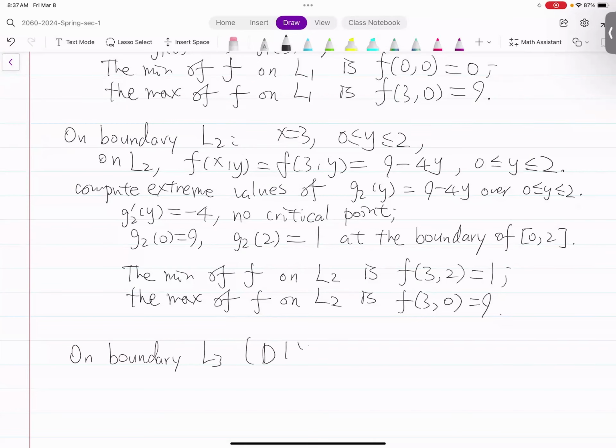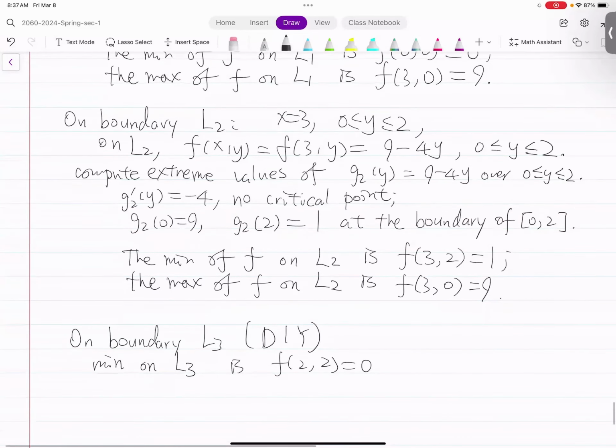So I will let you guys play with it yourself. So the minimum on the boundary L3 is f of (2, 2). Here the boundary L3 is at the top, so the y value must be 2. But then the minimum is attained at (2, 2). The maximum on the boundary L3 is f of (0, 2), which is 4.